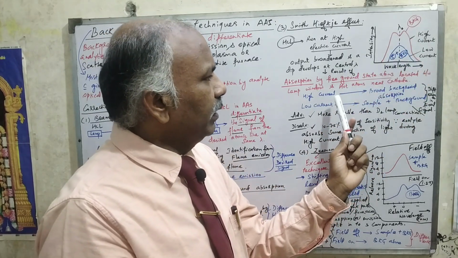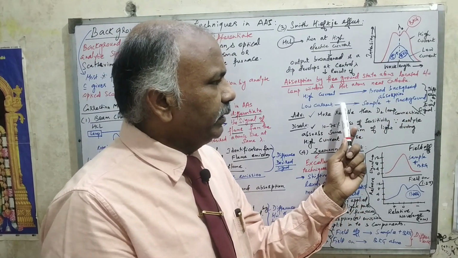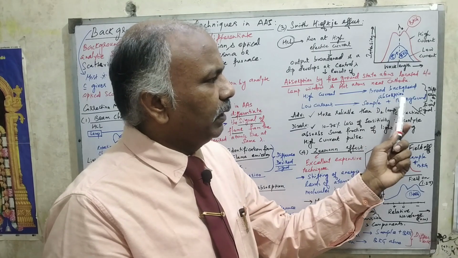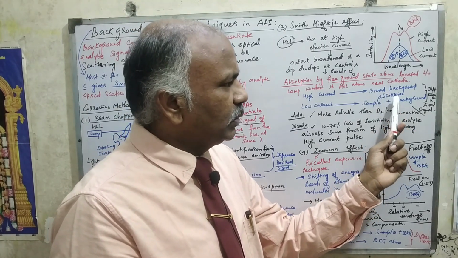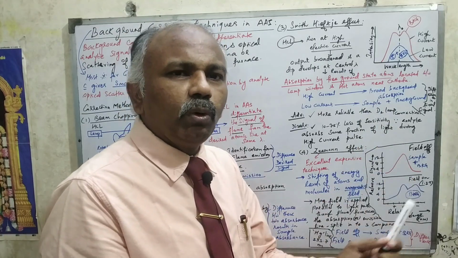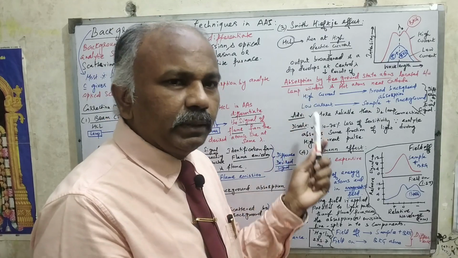At high current, you get the broad background absorption. When you apply the low current, you get the sample and the background together. Now you take the difference between these two signals, and automatically you will get the original analyte signal, right? Now, what is the advantage of this Smith-Hieftje effect?